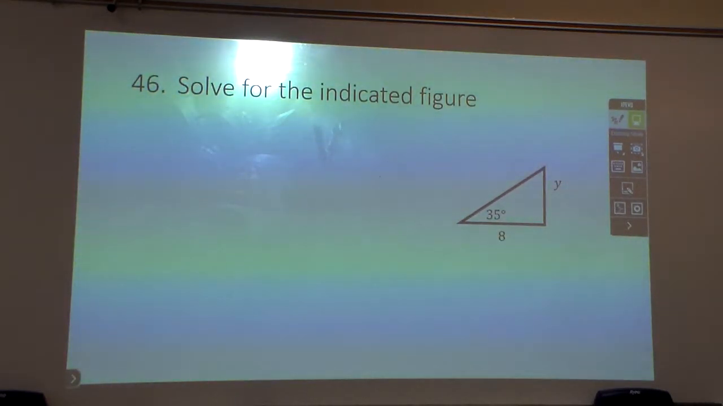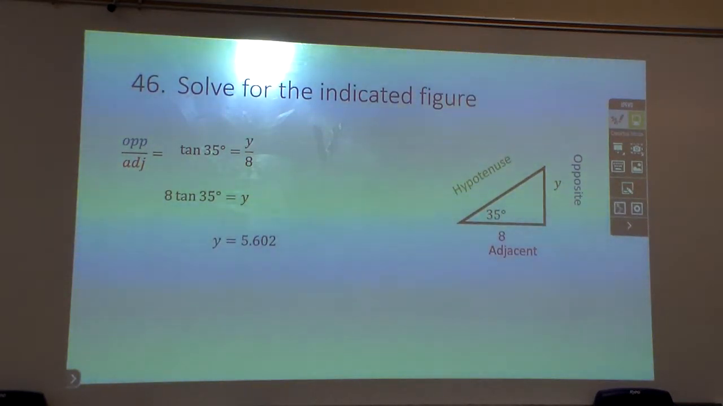46. Yeah. Maybe 2. Now what's different? Is this one going to have an exact answer? No, because it's not a 30, 60, 90 or a 45, 45, 90. So what I'm going to do is this. Label my sides. I'm given the opposite and adjacent. So what trig function is opposite and adjacent? Tangent. So tangent of 35 equals y over 8. And what's nice about this one is the variable is on top. So I can just take 8 times the tangent of 35, like that. And you should get 5.602 as a decimal. So that's how you would have to do 46 because it's not an exact answer.